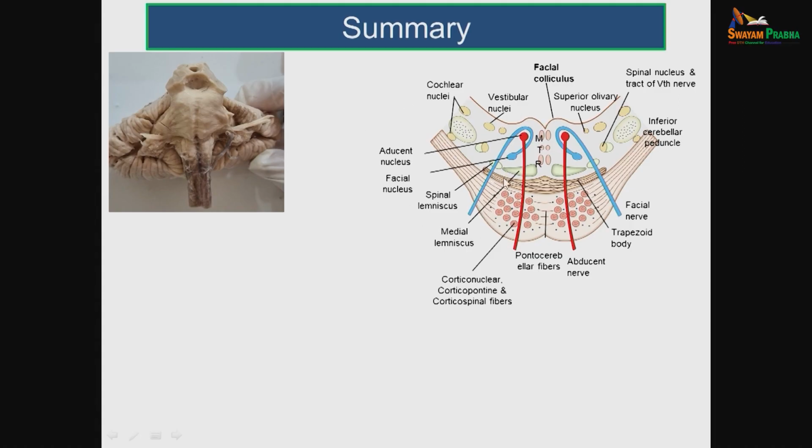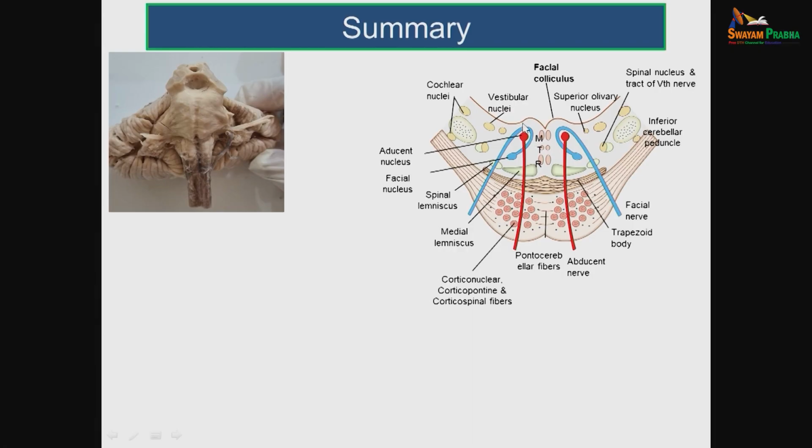Internally, when you see the ventral basilar part, it is a continuation of the pyramidal tract. And there is a trapezoid body just dorsal to that. Dorsal to that, what you see is the medial lemniscus and spinal lemniscus. In the median region, you see the medial longitudinal fasciculus, tectospinal and rubrospinal tract.